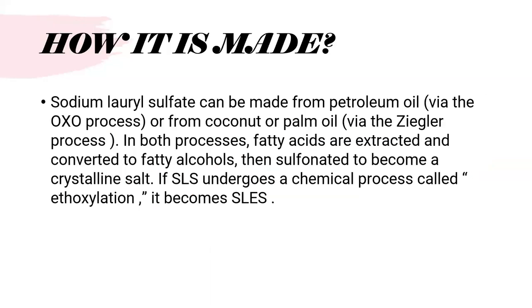Now let's talk about how it is made, the manufacturing. Sodium lauryl sulfate can be made from petroleum oil via the Ziegler process or from coconut or palm oil via the Oxo process. In both processes, fatty acids are extracted and converted to fatty alcohols, then sulfonated to become a crystalline salt. If SLS undergoes a chemical process called ethoxylation, it becomes SLES.